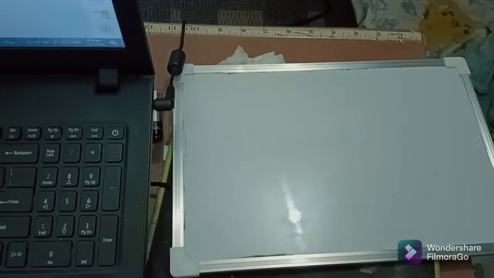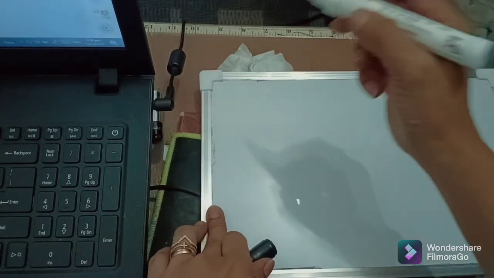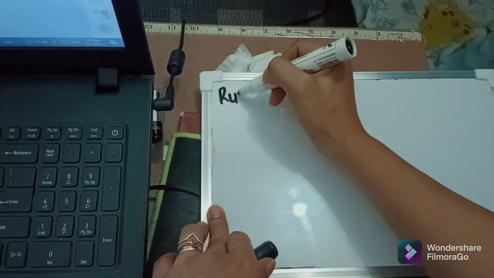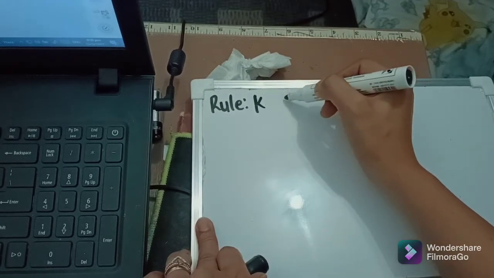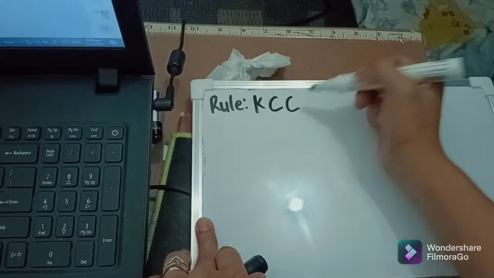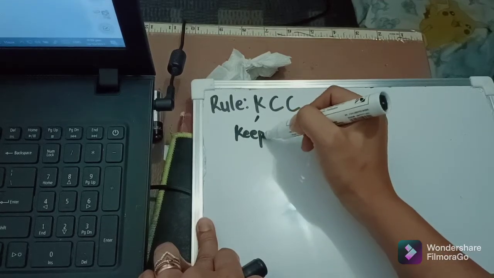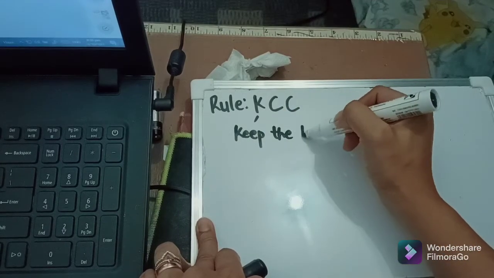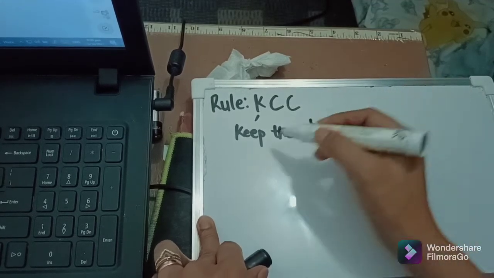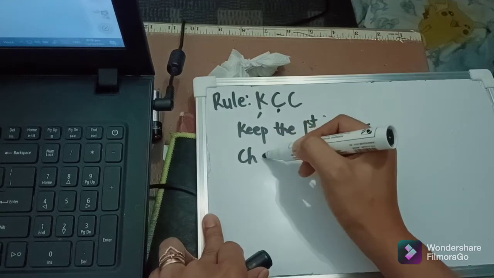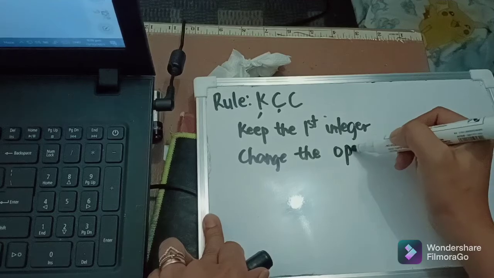Okay, this time let's go to subtraction. Meron tayong rule. Rule number 1. We have here what we call KCC. K stands for keep the first integer. C, change the operation.